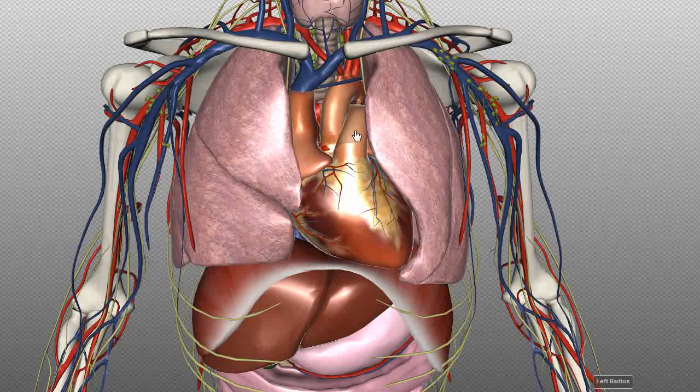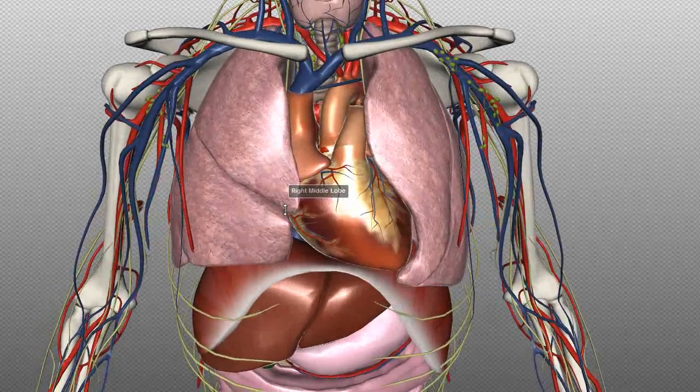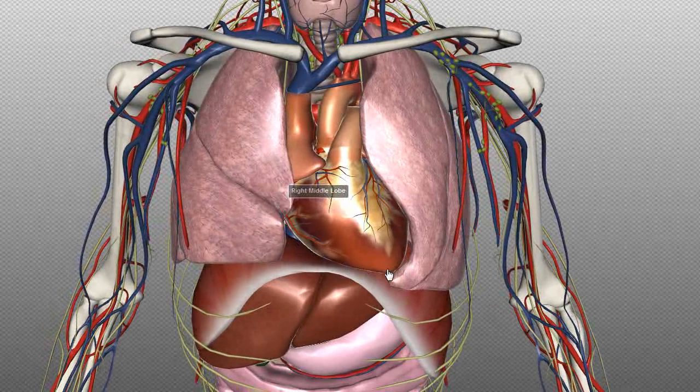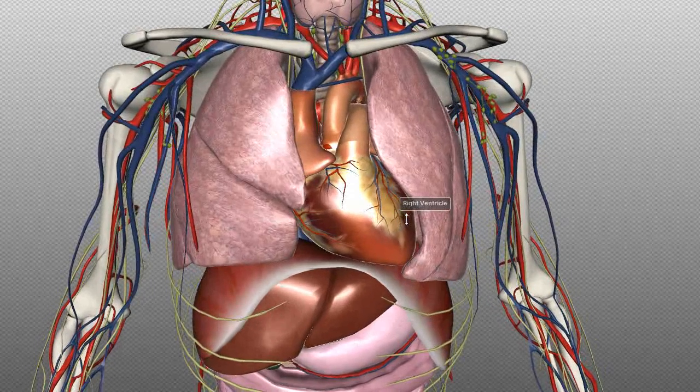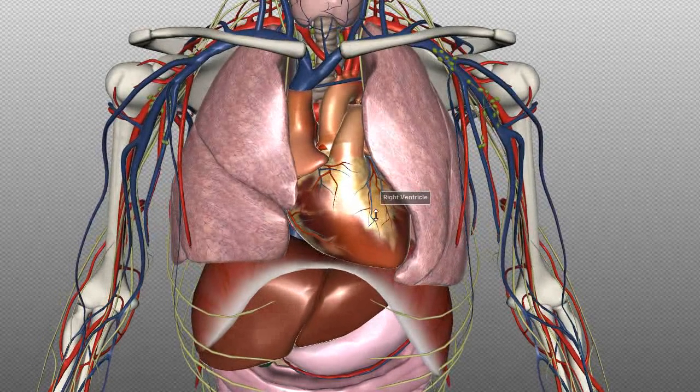The back of the heart, which you can't see in this particular view, is known as the base of the heart, and this point here is the apex of the heart. So it's important to note the orientation of the heart in this position. When you're looking at it from this view front on, you're seeing mostly the right side of the heart. So from this view you're seeing mainly right ventricle.